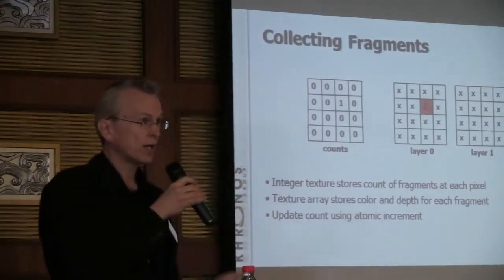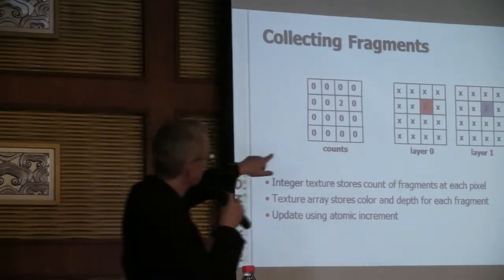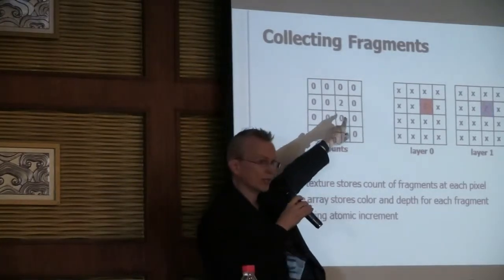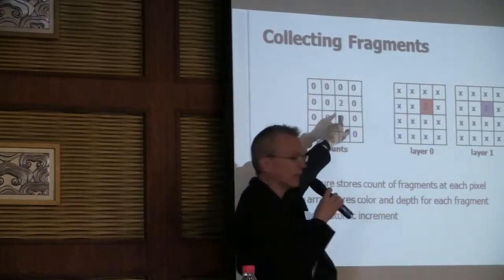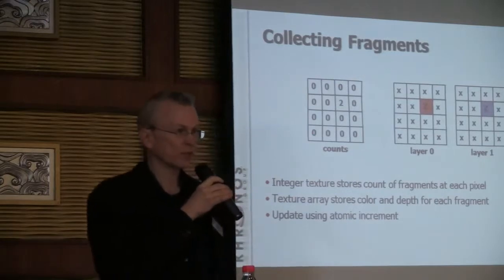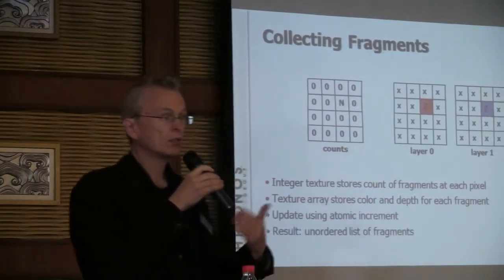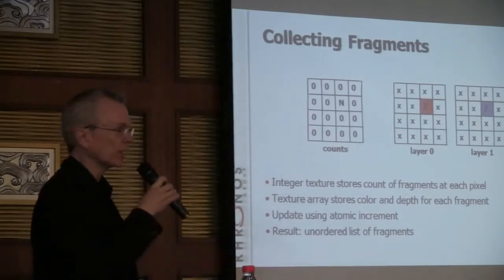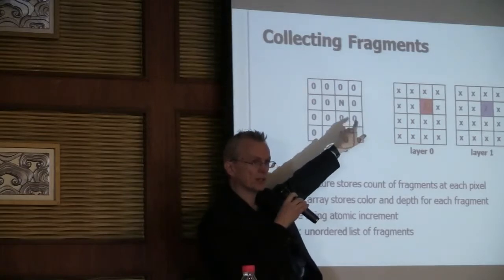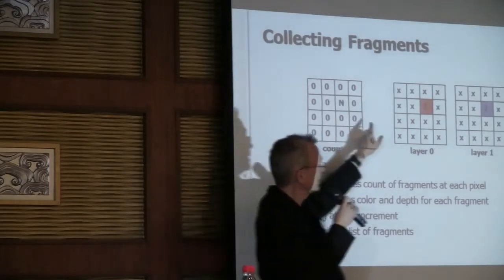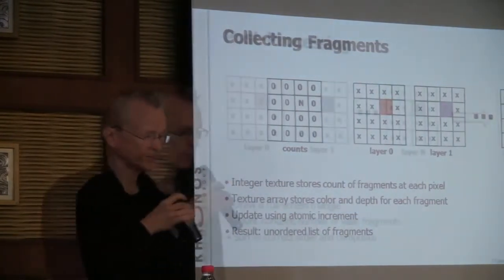If I draw another triangle that covers the same pixel, again, when I read this value, I get 1, so I store my color and depth in layer 1, and the count of fragments is automatically incremented to 2, and so on. So when I finish rendering all the transparent layers, for every pixel, the count tells me how many colors and depths are stored, and they're stored all in the layers in some order.